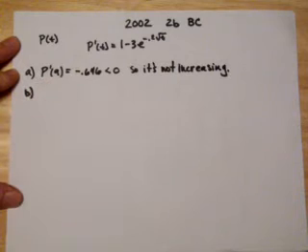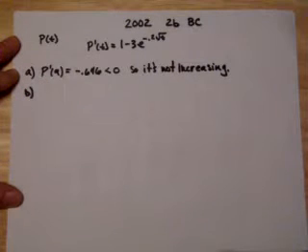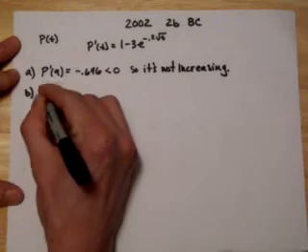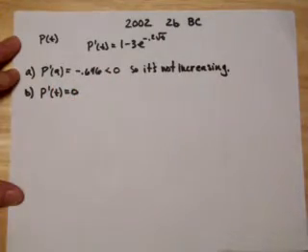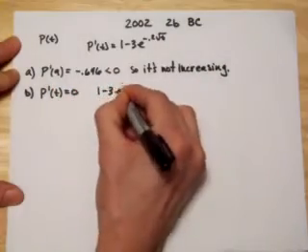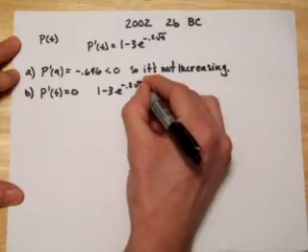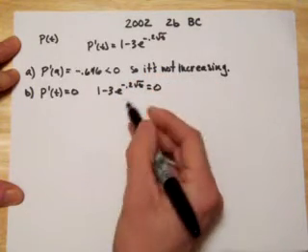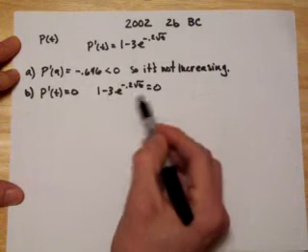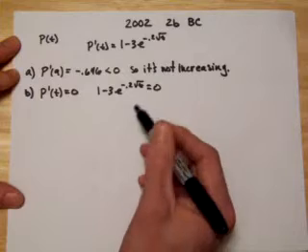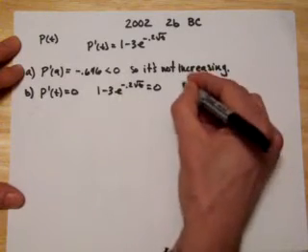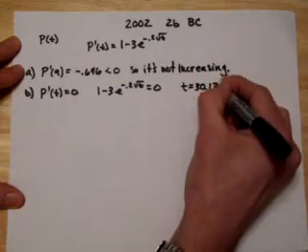B, for what value of t will the number of gallons of pollutant be at its minimum? So for it to be at its minimum, that's going to happen when the derivative is equal to 0. So I'm going to go with 1 minus 3e to the negative 0.2 root t equals 0. Add this to the other side, divide by 3. Basically work out with the natural log and solve, and I'm going to get t is equal to 30.174.